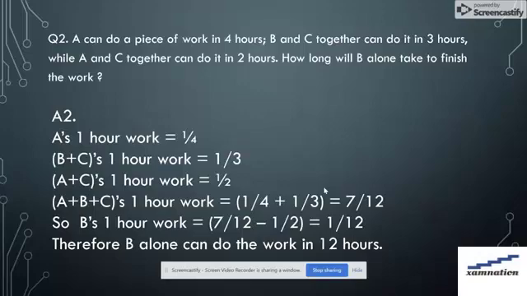So how do we do that? We take A plus B plus C's 1 hour work and then we remove A plus C's 1 hour work, that is 7 upon 12 minus 1 upon 2, which comes down to 1 upon 12. So again, we just do the reciprocal of 1 upon 12 and we get that B alone can do the work in 12 hours.